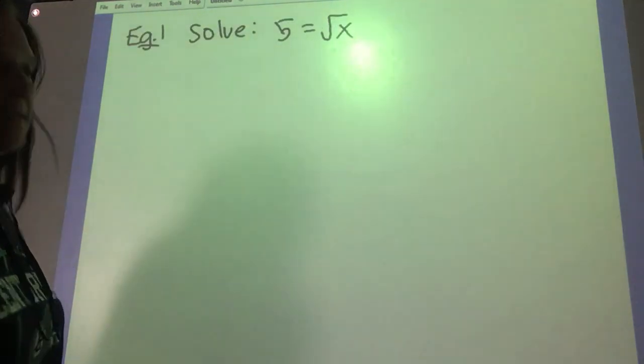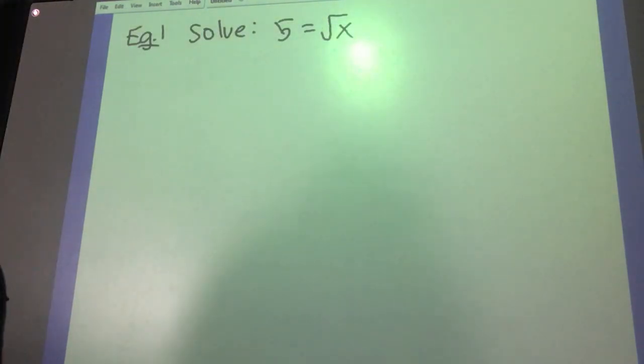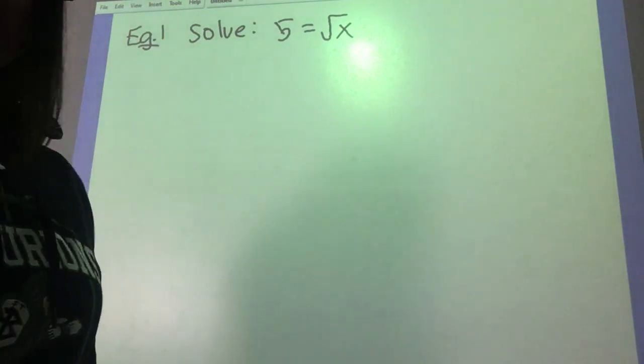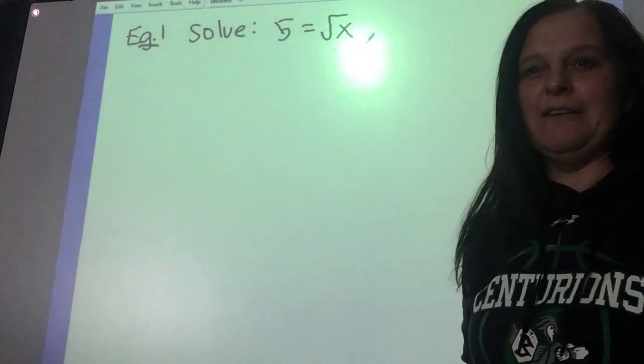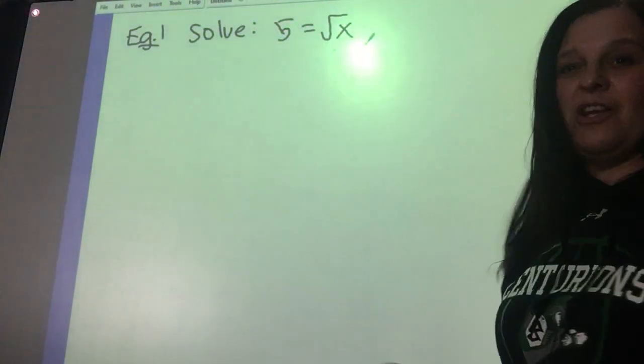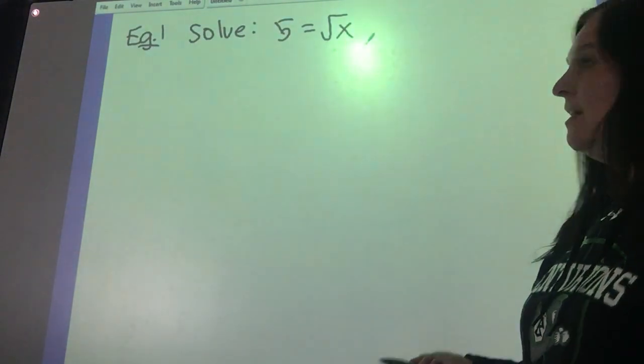Okay, let's put all the pieces together and try some examples. Our first example, the instructions now say solve because we're now dealing with equations, not expressions. The square root of x equals 5. You probably don't need any steps. I think you can tell right away, the answer is 25.